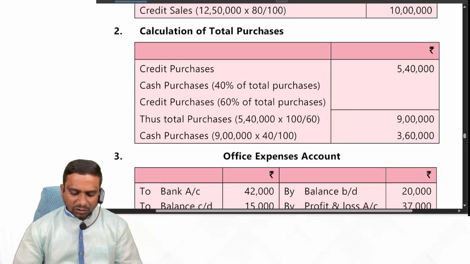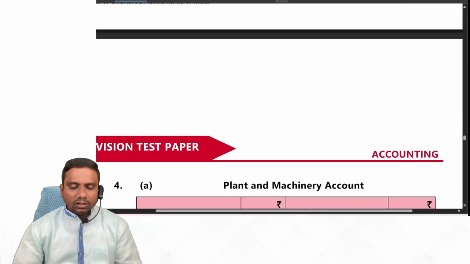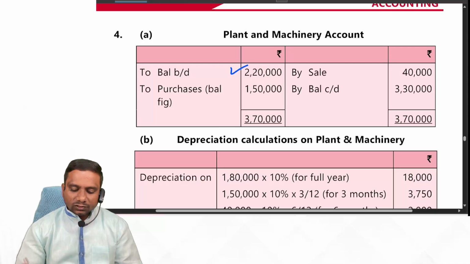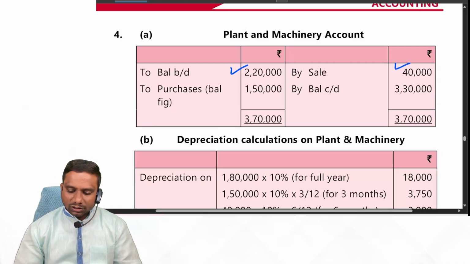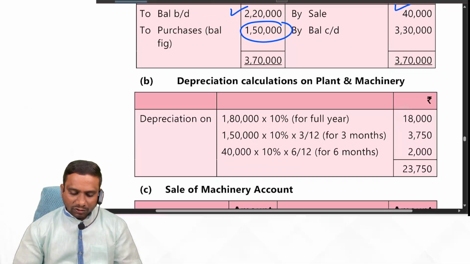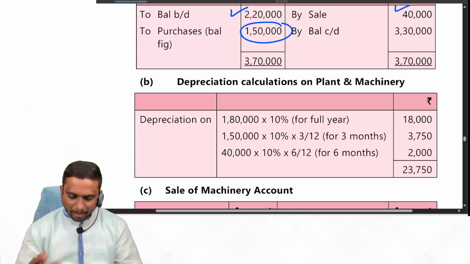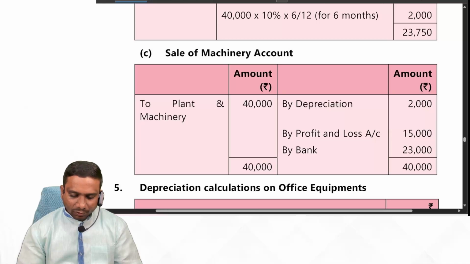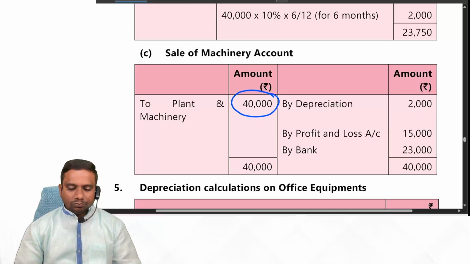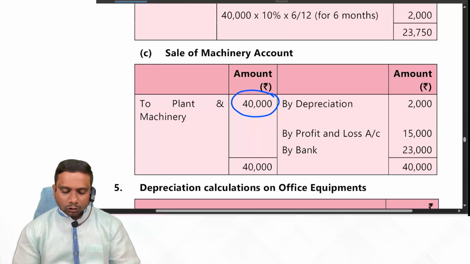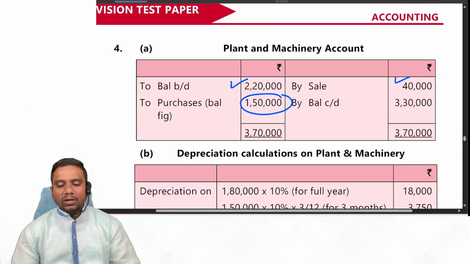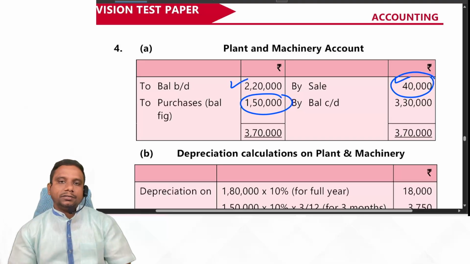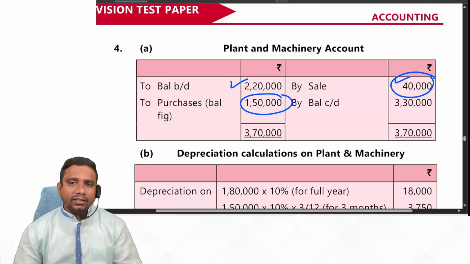This is the total sales and total purchases calculation. Office expense. Fine. Important calculations I am showing, students. We get 2 lakh 20,000. By sale 40,000. By balance, the difference, purchases 1 lakh 50,000. So look at depreciation. Look at sale of machine. Okay, the sale of machinery account they have prepared separately. So in the plant and machinery account, 40,000 they straight away deducted, and the difference 1 lakh 50,000 is nothing but purchase.